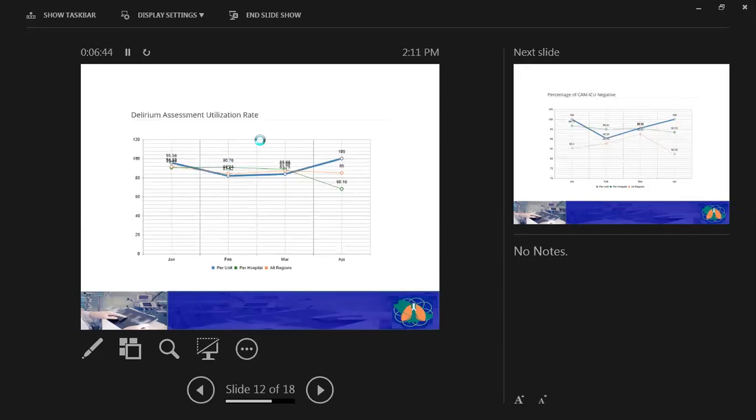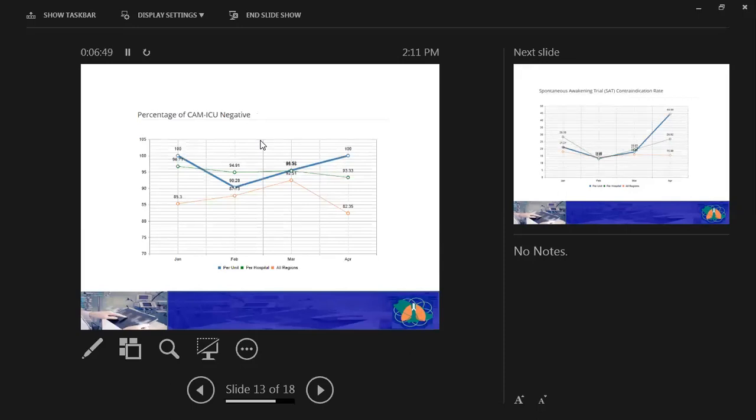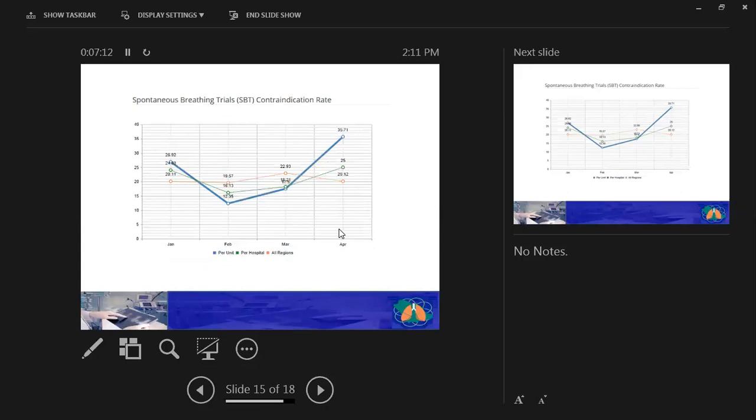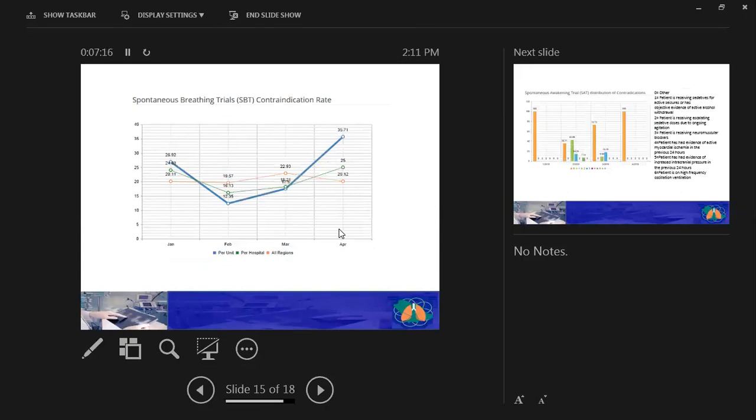Delirium assessment. This is CAM negative, which means no delirium. I'm not going to focus too much on this one. So, the spontaneous awakening trial contraindication rate. This is the percentage. Not everybody in the ICU can have an awakening trial. They could have, for example, a severe head injury. You cannot stop his sedation. And this slide shows you your percentage compared to your colleagues and your other units. This is the contraindication for the spontaneous breathing trial. So around 20-25% of patients in the ICUs would not be candidates to have a weaning trial.